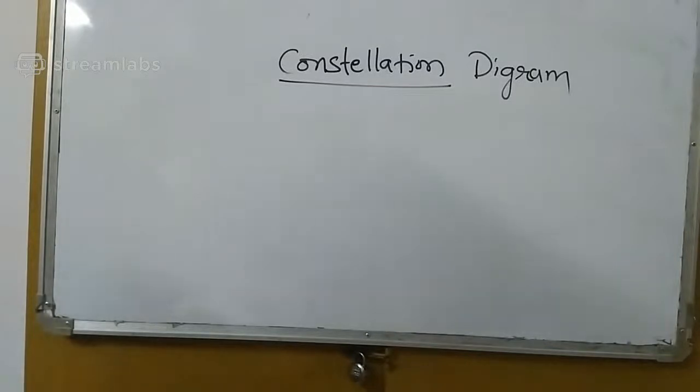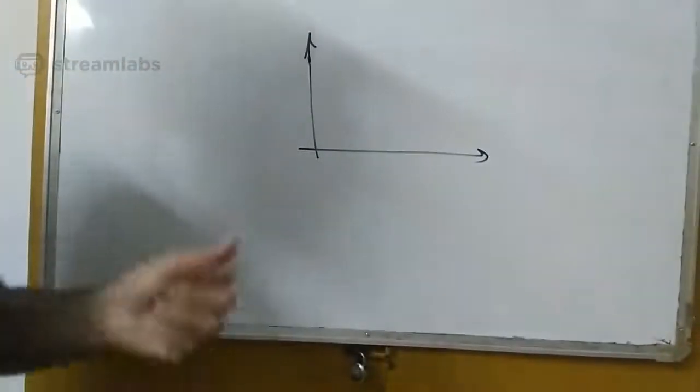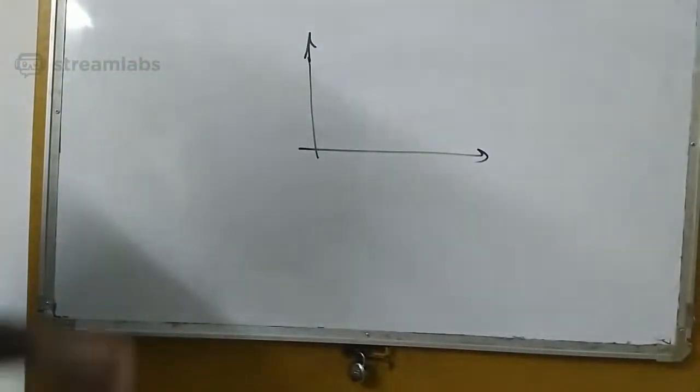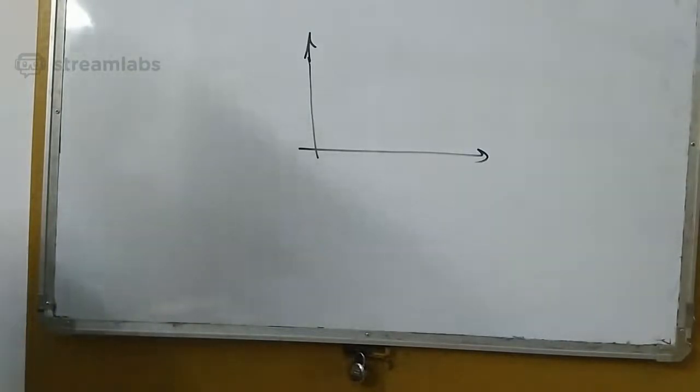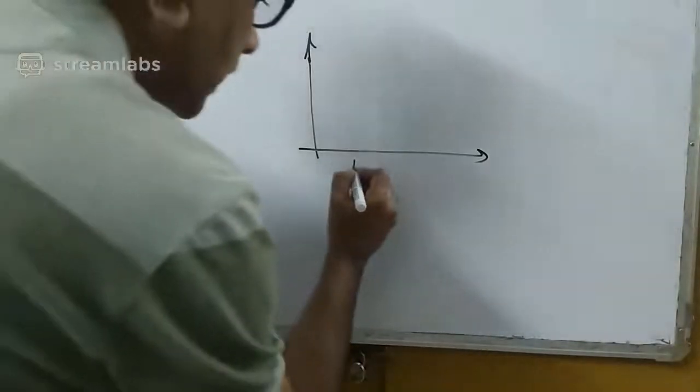Now how exactly will it be? To start with, I will talk of the representation of the amplitude as a vector quantity. When I talk of a vector quantity, I need two components. For representing a vector, we have both magnitude as well as direction. Now the component along the x-axis, I am going to call it the I component.